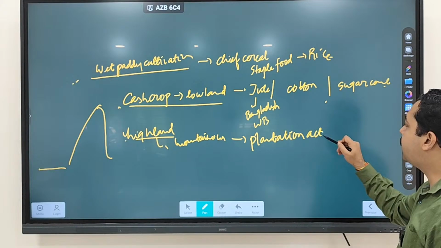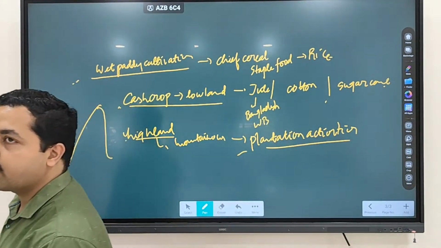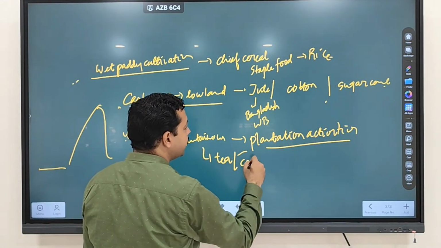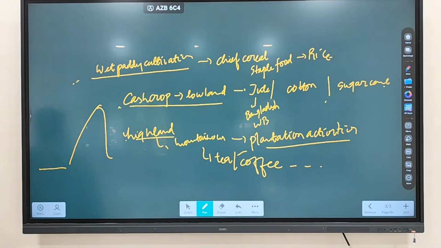Plantation activities are being taken up in the highland region. Which type of plantation activities? You grow tea cultivation, coffee cultivation. You'll also find rubber. In Kerala, you'll see rubber cultivation being done. In Karnataka, which type of cultivation is done? Coffee cultivation. In the Nilgiri Hills, you also grow tea. So this type of plantation activities is taken up in the highland region.